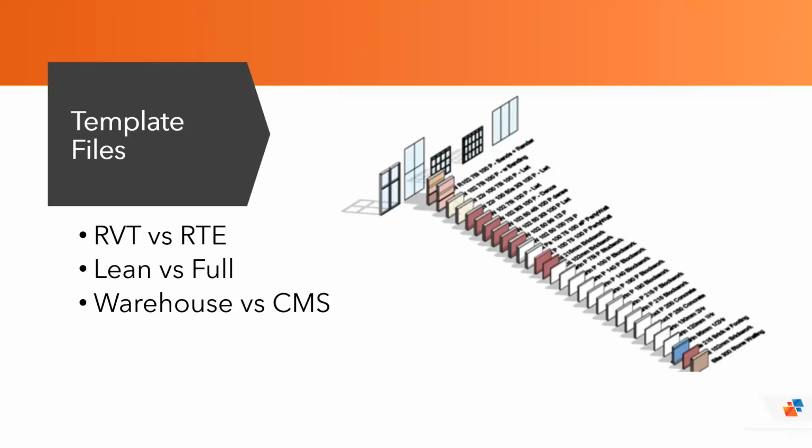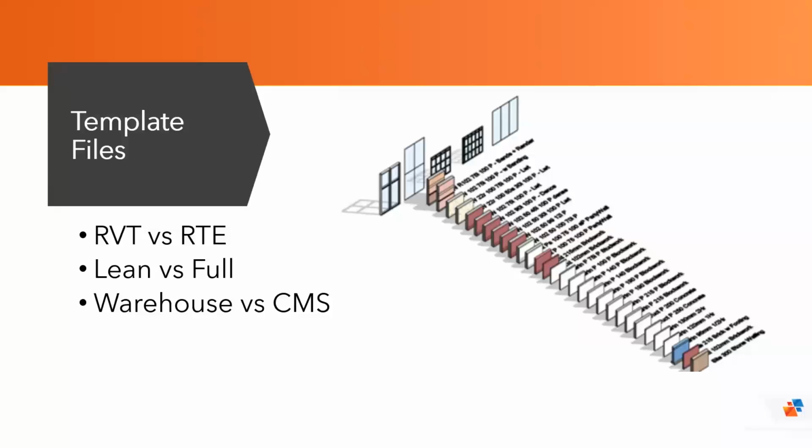So the other method that we're seeing more is to go with a lean template file and then either a warehouse file for your content or a CMS, a content management solution. So the lean template has only the basics that all projects are going to need. Then the other content that you'll need is available via either the separate file in the case of the warehouse or via a content management solution where you can search and then insert content from there.